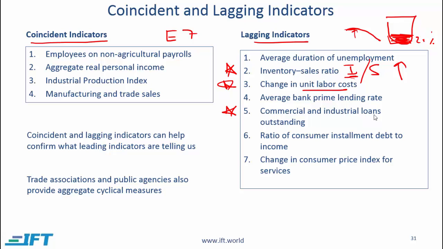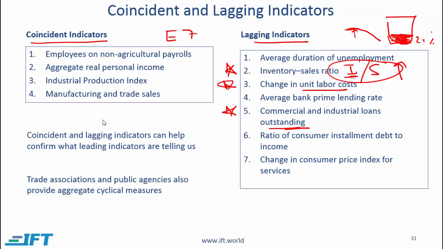Commercial and industrial loans outstanding. This is slightly tricky, but remember this is also a lagging indicator. Generally, these loans are used to build inventory, and therefore this is a lagging indicator for roughly the same reasons that we discussed over here.